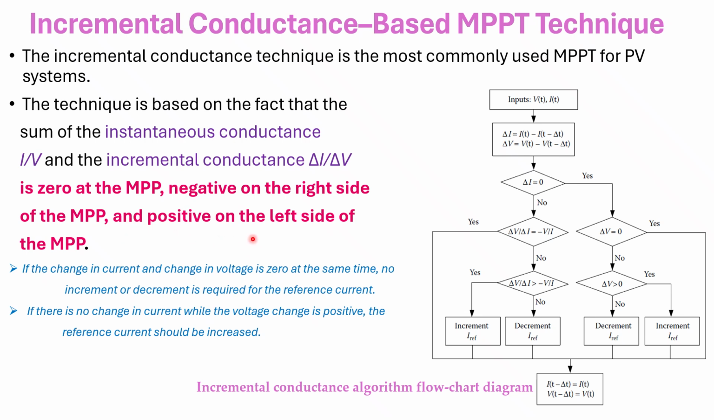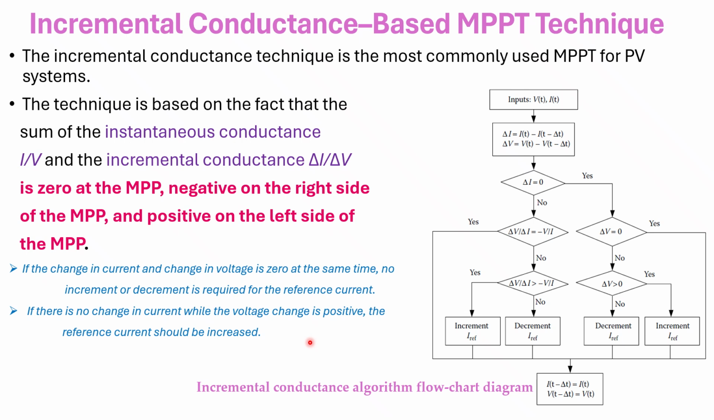So how do we get it? It's again the same technique being followed. If the change in current and the change in voltage are 0 at the same time, then no increment or decrement is required for the reference current. And if there is no change in current while the voltage change is positive, then the reference current should be increased. Like we have seen in the previous method, here also there's no change in current while the voltage is likewise.